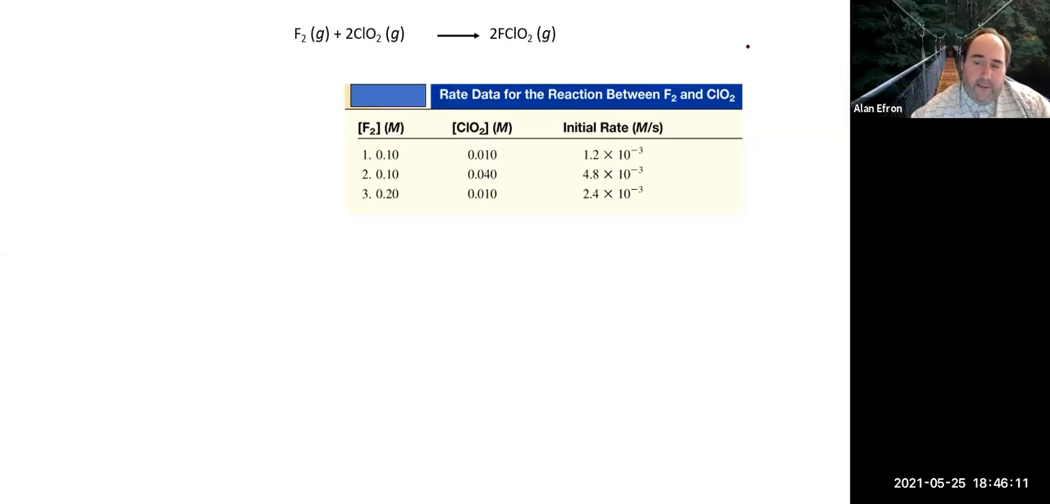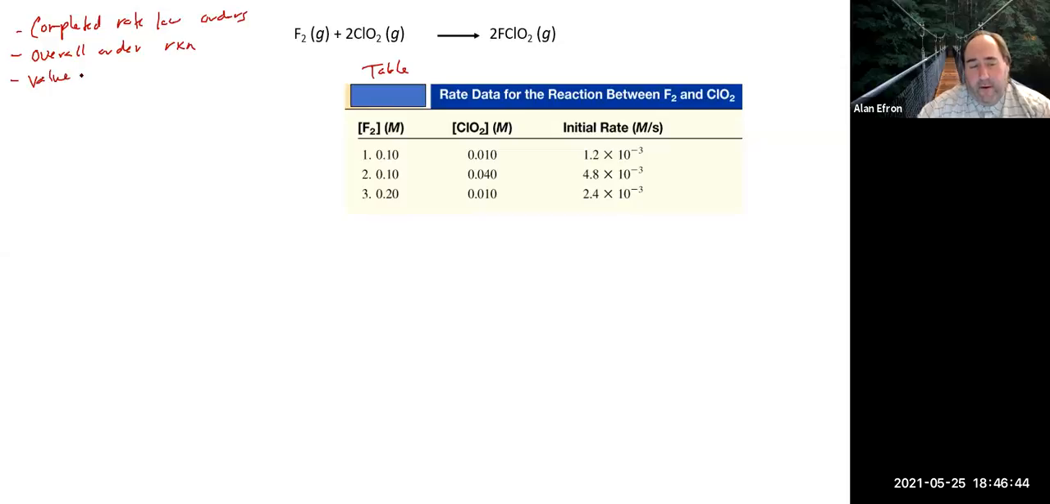Okay, so what does a typical problem look like? Well, it looks like this. You're oftentimes given a table like this for a particular reaction. So we're going to go through this together, and I'm going to show you how to work one of these types of problems. The goal here is to figure out the completed rate law, with the orders. We could also figure out the overall order of the reaction. And lastly, we'll figure out the value of the rate constant.